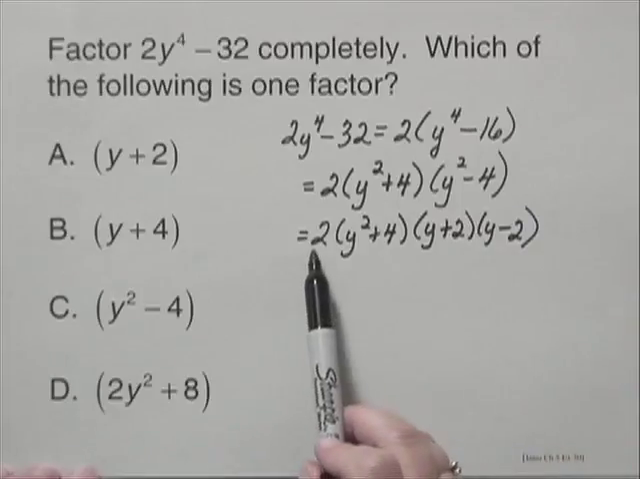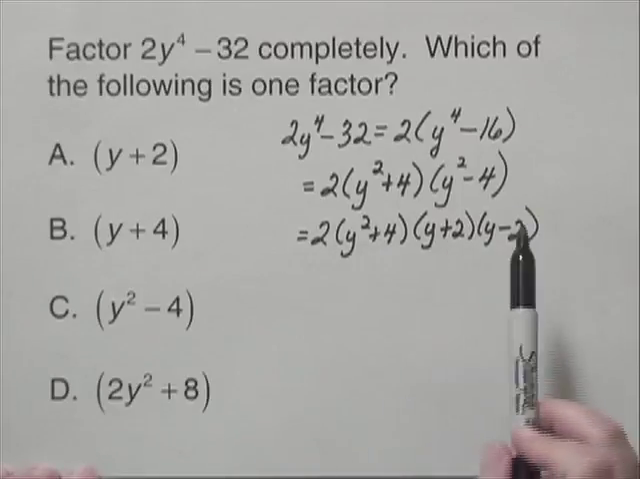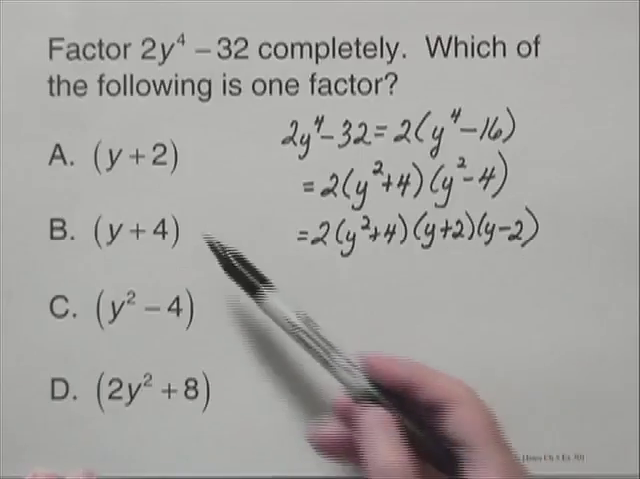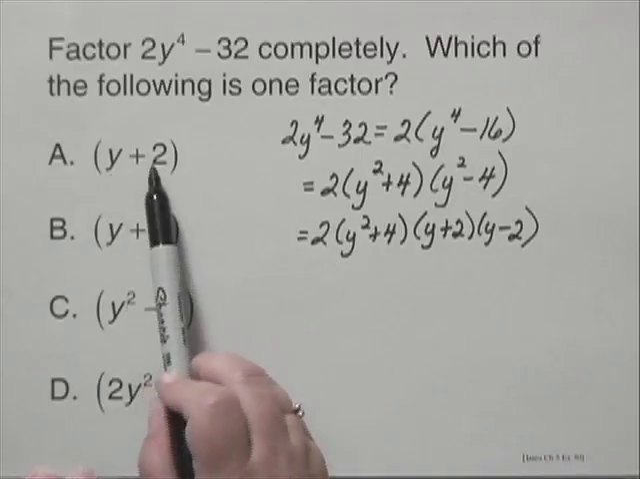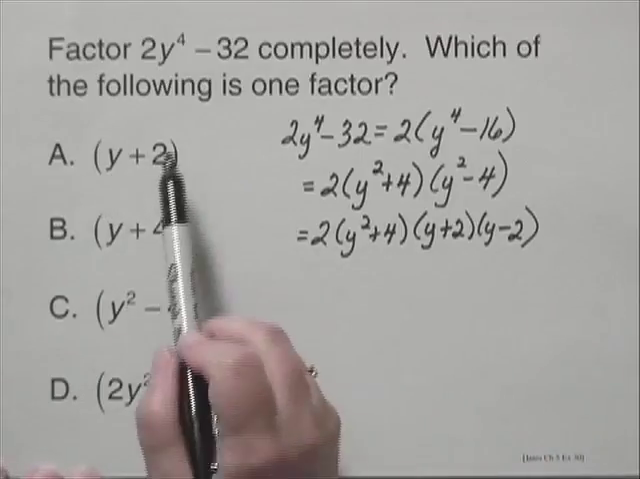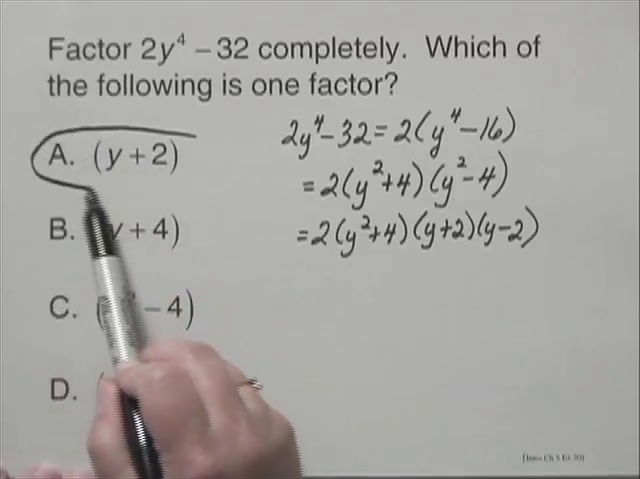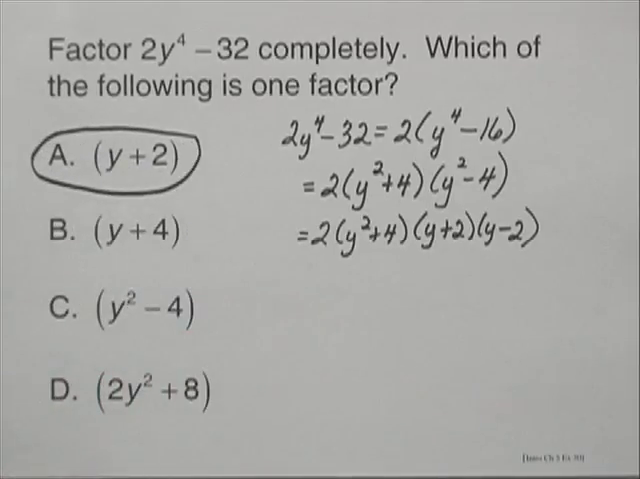Now the factors are 2, y squared plus 4, y plus 2, y minus 2. Are any of those in this list? Well, yes, y plus 2 is one of those factors. So A is one factor of 2y to the fourth minus 32.